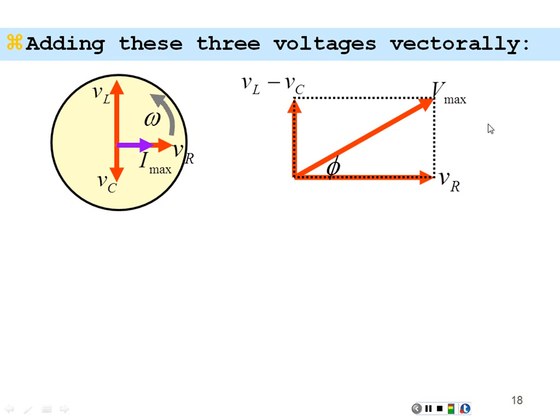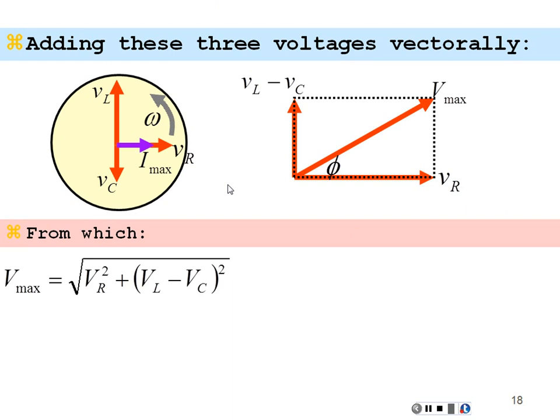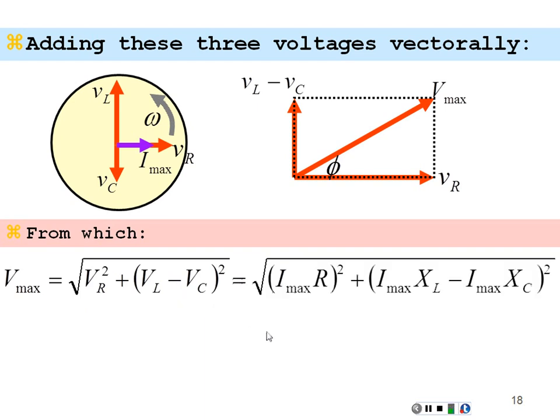So we would have to square the components in the x direction, the voltage of the resistance, plus the net voltage in the y direction, square that, add them together, take the square root, and we'll get the value of our maximum voltage for the circuit. So it would look like this. Vmax is equal to the square root of VR squared plus our net reactance voltage squared, which I could write as I max R squared plus I max inductive reactance minus I max capacitive reactance, that's squared.